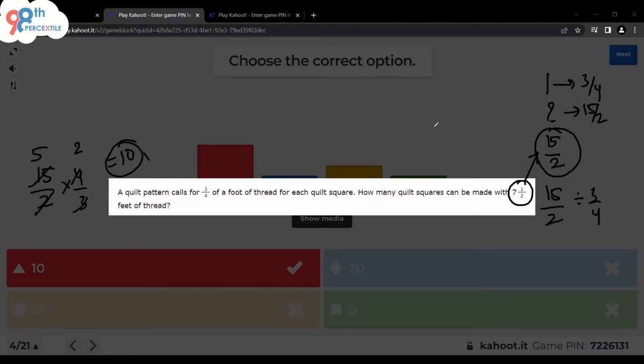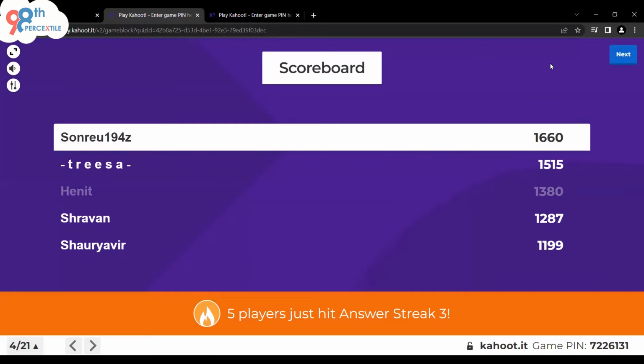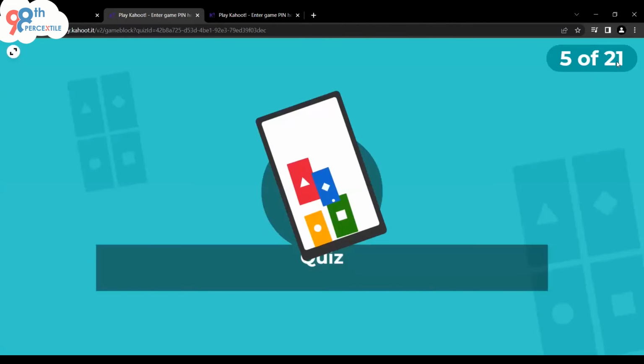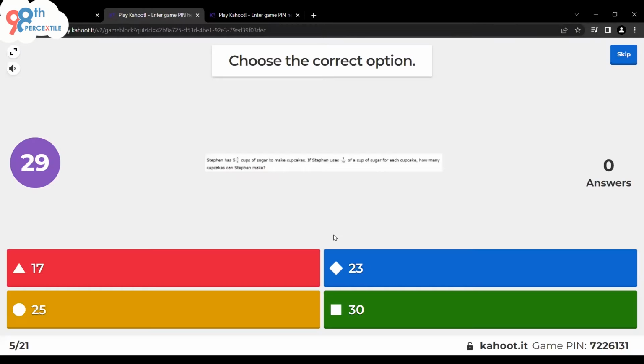So all of these questions are heavily based on the identification of what needs to be divided, where exactly it needs to be divided. Right, so we've got Sonryu, Teresa, Shauryaveer, Henith, and Shravan keeping up with their positions. Now moving on to the fifth question for the day. Stephen has 5 3/4 cups of sugar to make cupcakes. If Stephen used 5/20 of a cup of sugar for each cupcake, how many cupcakes can Stephen make?